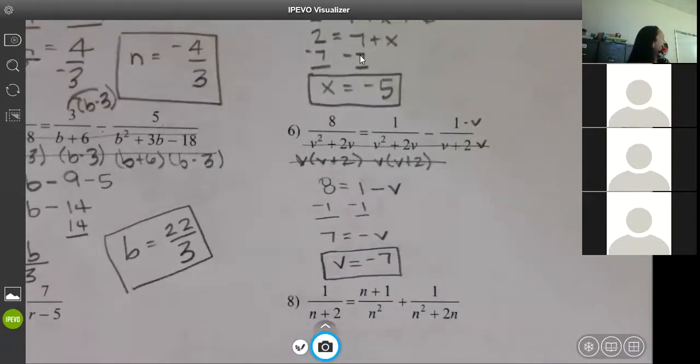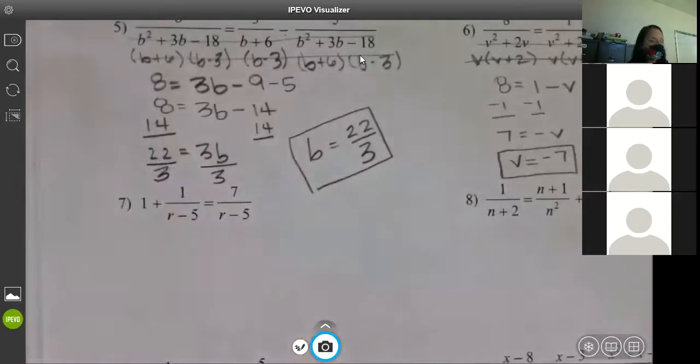Any questions? Okay, the only way, again, that it gets harder is if it makes you have to factor in that solving. So that's as hard as it gets. So as long as you know how to factor, you're good to go. Okay. Look at number 7.